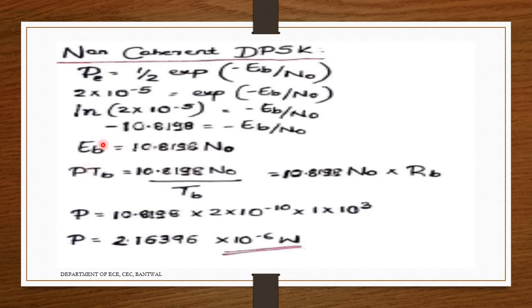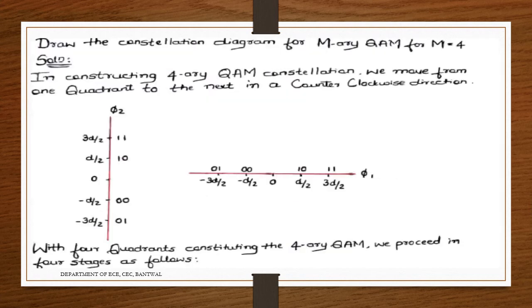I substitute in terms of Eb, P into Tb. So 10.8198 into N naught into Rb, since Tb is nothing but 1 by Rb. Substituting directly, P is equal to 10.8198 into 2 into 10 to the power of minus 10, the N naught value, with Rb equal to 1 into 10 to the power of 3. So P is equal to 2.16396 into 10 to the power of minus 6 watts. We can compare those values and see how much power is required. That is how we can analyze these things.